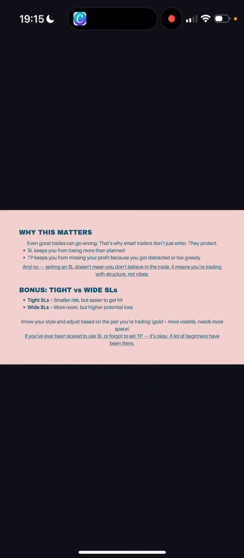Now, a bonus tip: tight SL versus wide SL. A tight SL is smaller risk, but it's easier to hit. Me, I actually prefer tight SLs because I like to know that, okay, I'm only risking small, even though yes, it might be easier to hit. I'm only risking small as compared to a wider SL. That is just my personal preference. Many other people prefer wider SLs, right? That's just my personal preference.